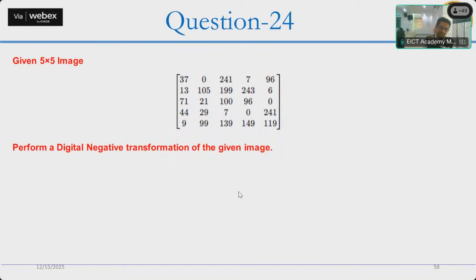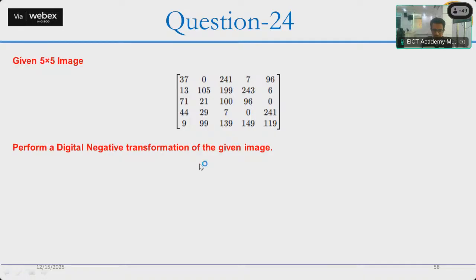Another example is given here, a 5 by 5 image. Perform a digital negative transformation of the given image. Any ideas what you will need to do if you understood the earlier example? Yes, definitely, we will share it. Some question was asked, why G is not 4 at this end? I missed this question. Anyway, we will revisit it first.